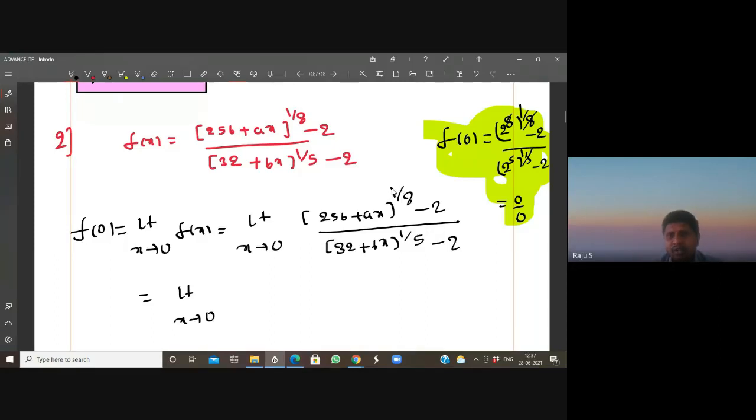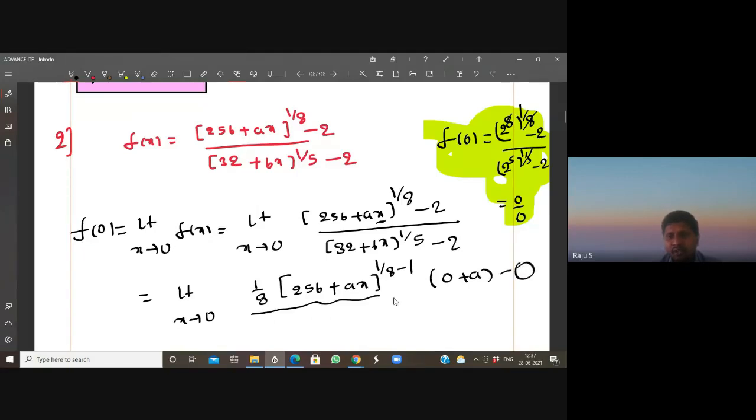So now it is in the form of x power n. What is the formula for the x power n derivative? n into 1 by 8 into 256 plus ax, all to the power of 1 by 8 minus 1, with the help of chain rule, into the derivative of the bracket. 256 is a constant, derivative 0, a into x derivative is 1, so simply a. Minus 2 is a constant, derivative 0.